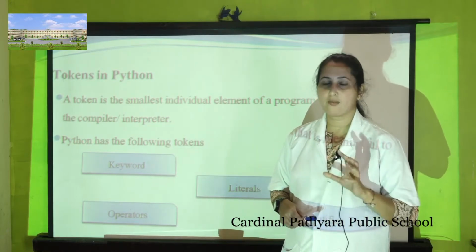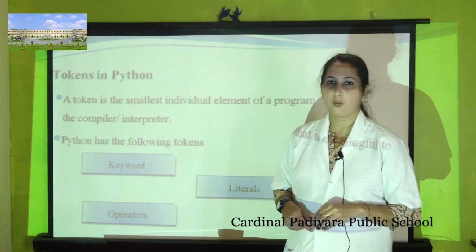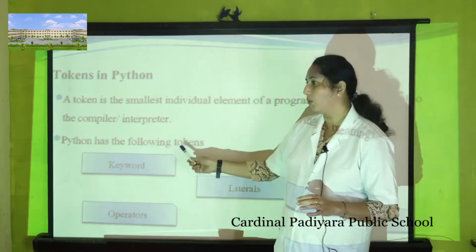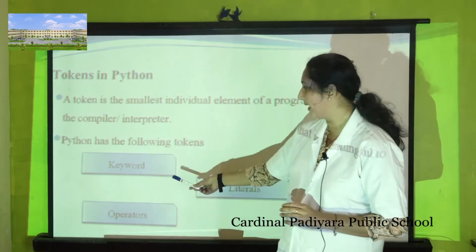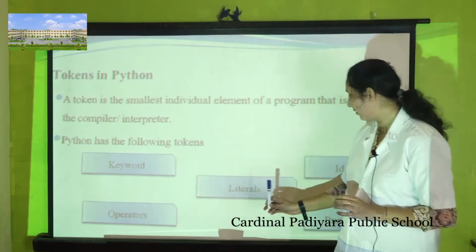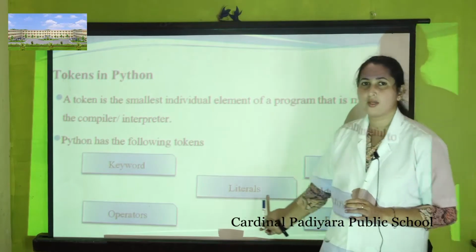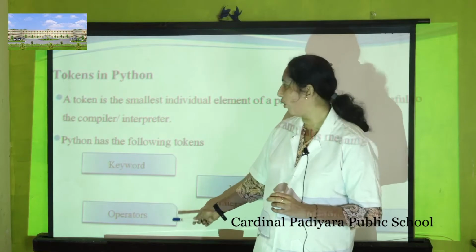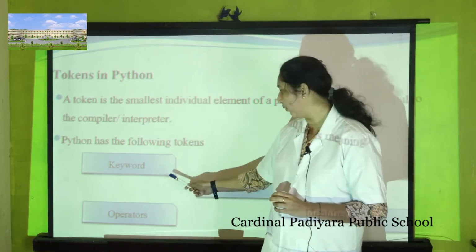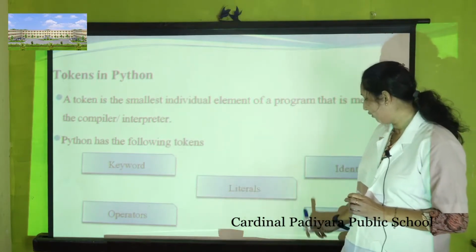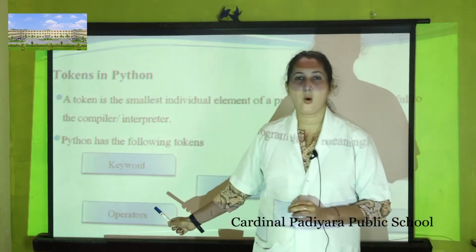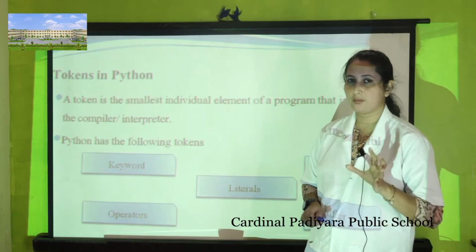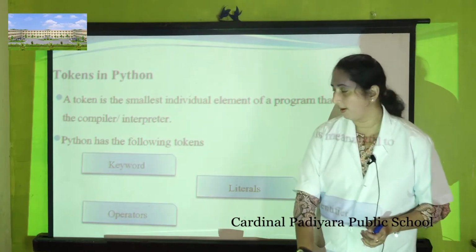A token is the smallest unit in a program, also called a lexical unit. There are different types of tokens: keywords, literals, identifiers, punctuators and operators.